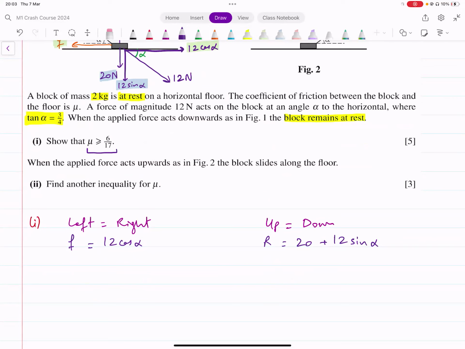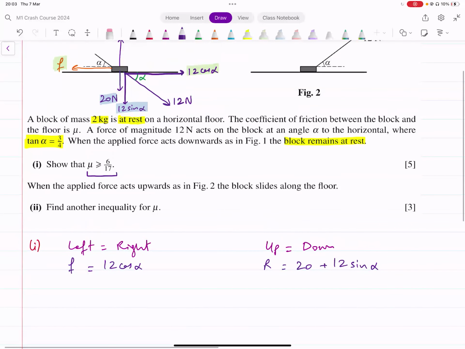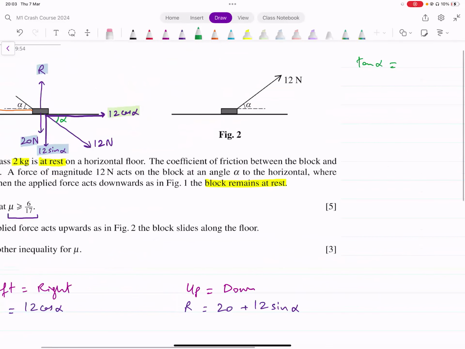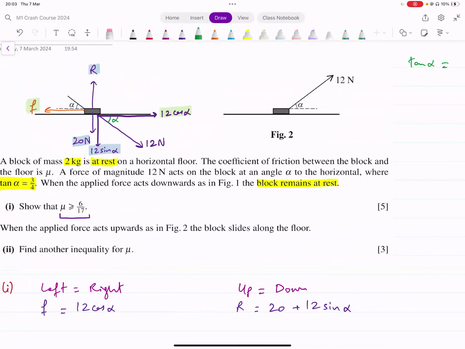Now, what about cos alpha and sine alpha? They have given us tan alpha. Okay, they've given us tan alpha there. What we can do is use tan alpha to figure out what sine alpha is going to be and what cos alpha is going to be, right? We've done this before as well. You have tan alpha, you can use a right angle triangle to figure out what the three sides of a right angle triangle are going to be.